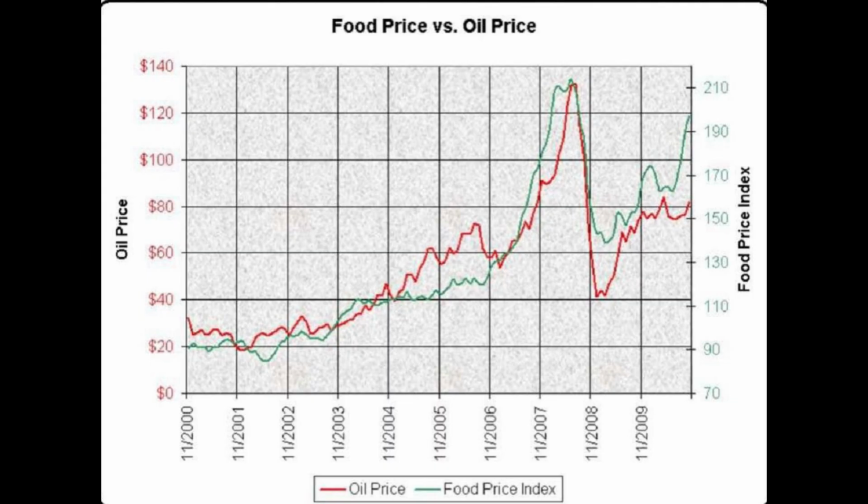The following graph gives information about food price versus oil price. The items include oil price, food price index, and years. The horizontal axis is years, ranging from 2000 to 2009.